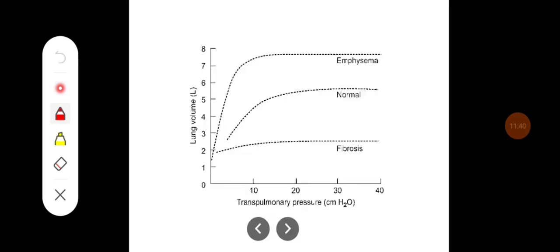So this is the diagram showing the relation between transpulmonary pressure and increase in the lung volume. This is the normal curve, whereas it is shifted to the right side in fibrosis, where not much expansion of the lung occurs with increase in the transpulmonary pressure. And the curve is going to shift to the left side in emphysema.